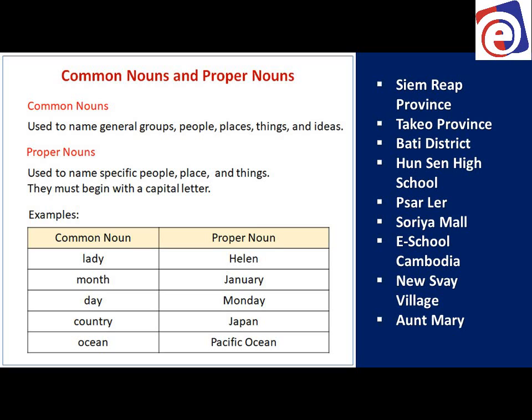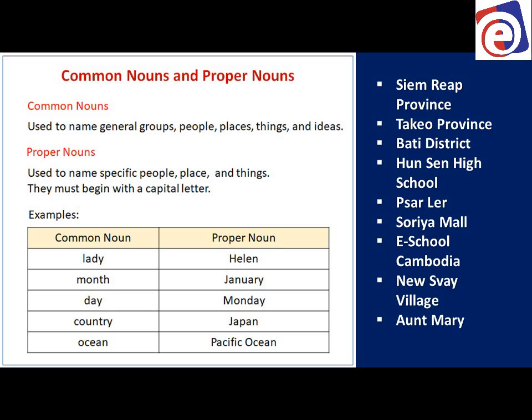And so let's look at the examples below. The common noun is lady. But when we name the name of the lady, it becomes a proper noun, and the first letter must be capitalized. The same with month, which is the common noun. It's not necessary to capitalize the first letter. But when we say January, the first letter must be capitalized because January is the name of a month. It's a proper noun. Day and Monday. Monday is a proper noun. Day is a common noun.